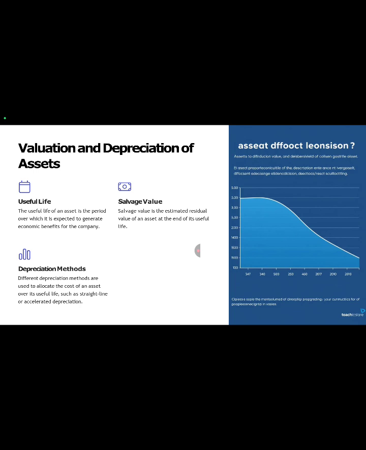Now, depreciation of assets. Depreciation is an accounting method that allocates the cost of a tangible asset over its useful life, reflecting the asset's consumption through wear and tear or obsolescence. This systematic allocation ensures that the expense recognized is aligned with the revenue generated by the asset. Common depreciation methods include straight line depreciation, declining balance method, double declining balance method, unit of production method, and sum of years digits, which are some of the basic depreciation methods.